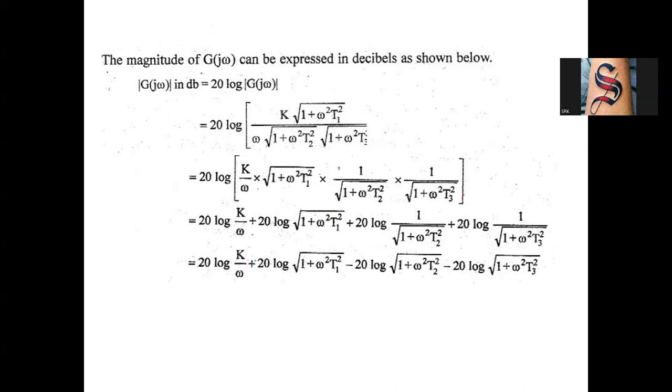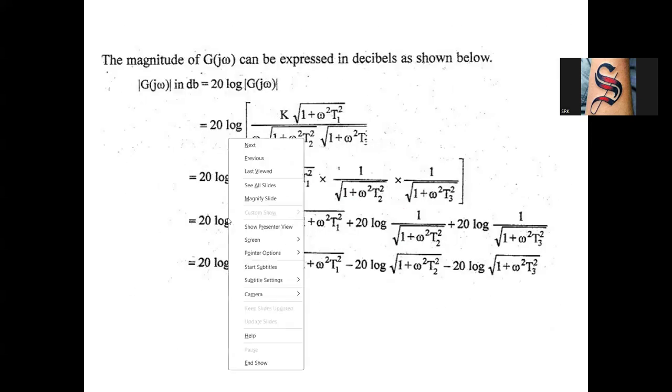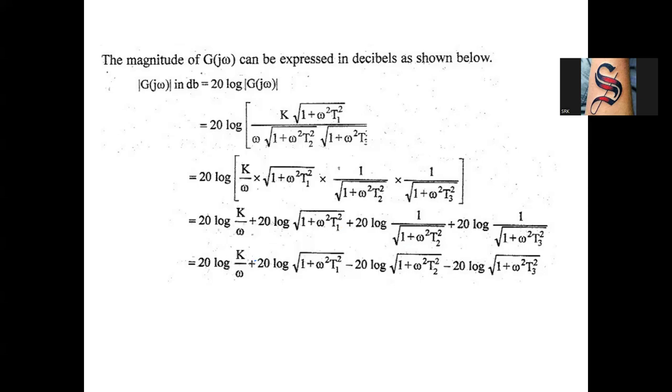So 20 log of G(jω) is equivalent to 20 log of K by 1 plus ω square T1 square, ω into 1 plus ω square T2 square, 1 plus ω square T3 square. So write every term separately: K into 1 plus ωT1, into 1 by ω square T2 square, into 1 by ω square T3 square.